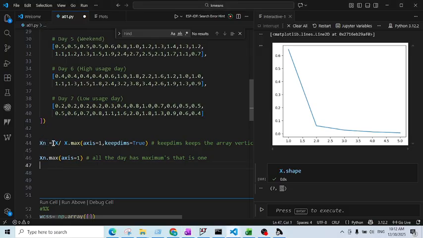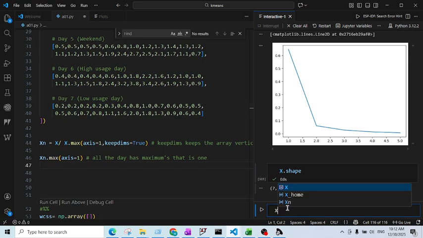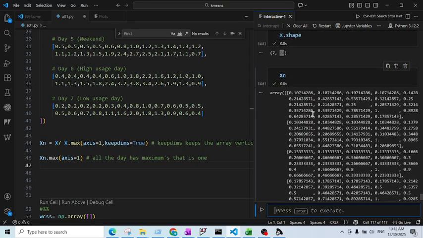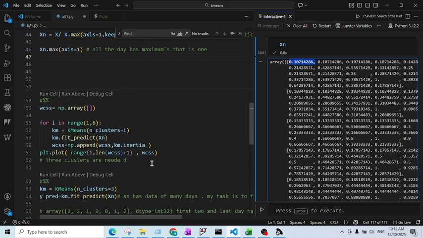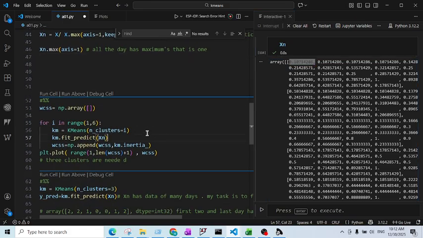So you can see I have divided x by the x max. If I do this, I will get xn, and all the numbers are less than 1 because I have divided them by the maximum numbers. And now for this part of the code, I have to find the WCSS.